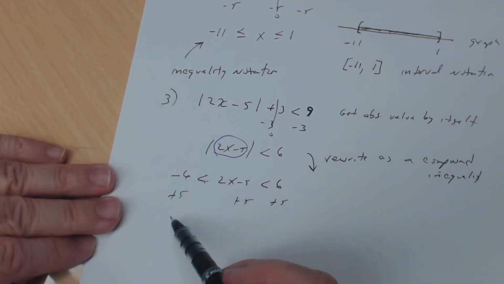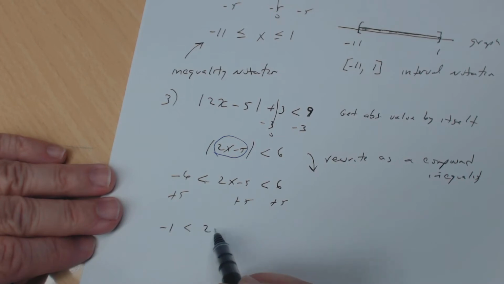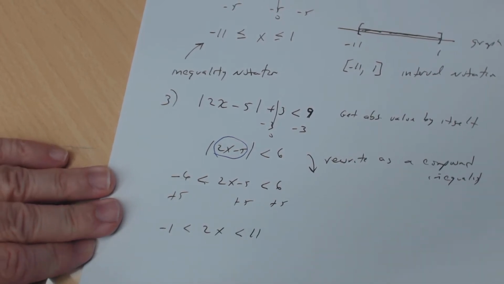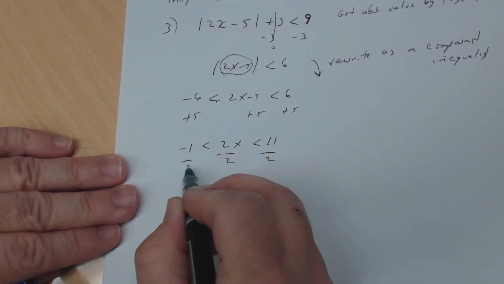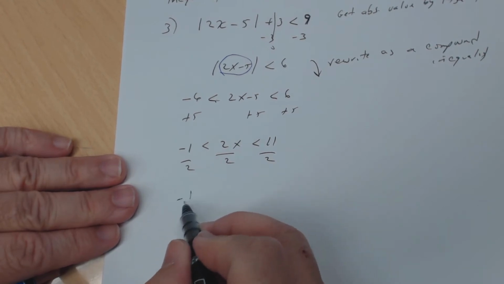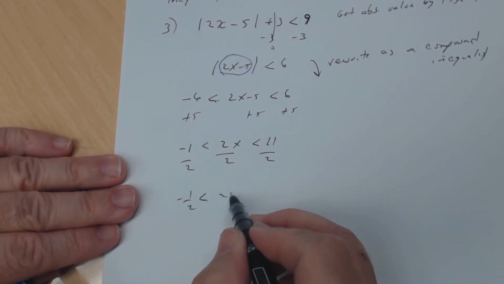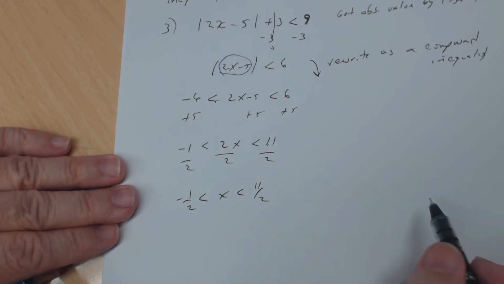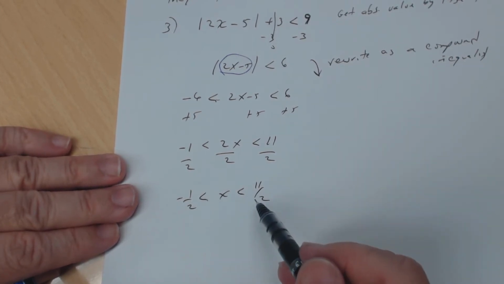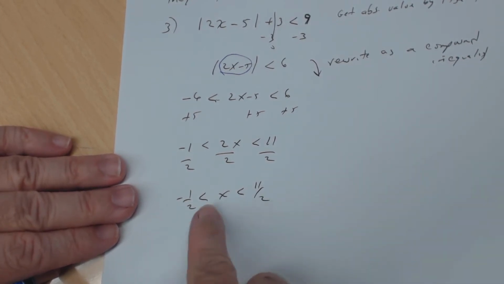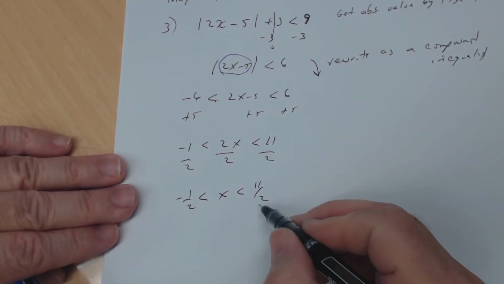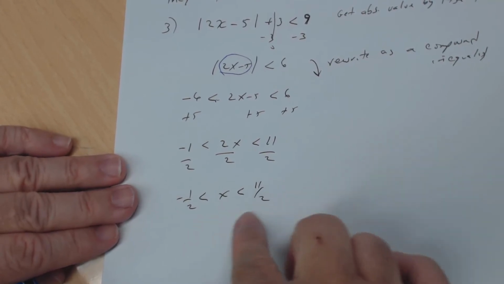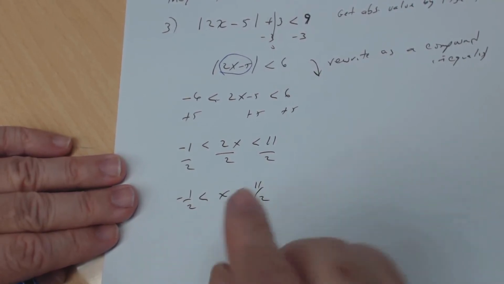So negative 6 plus 5 is negative 1, is less than 2x, is less than 6 plus 5, which is 11. And then you get x by itself. You divide all 3 parts by 2. And so your solutions are between negative 1/2 and 11/2, not including negative 1/2 and not including 11/2 because there's no equal signs. So those are your solutions in inequality notation.